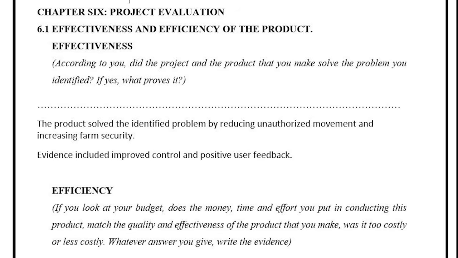The final chapter should have project evaluation. Under evaluation, we start with effectiveness and efficiency. So effectiveness here, it means did the project and the product that you make solve the problem you identify? If yes, you provide here the proof. And according to this project, the product solved the identified problem by reducing unauthorized movement and increasing farm security. Evidence included improved control and positive user feedback.